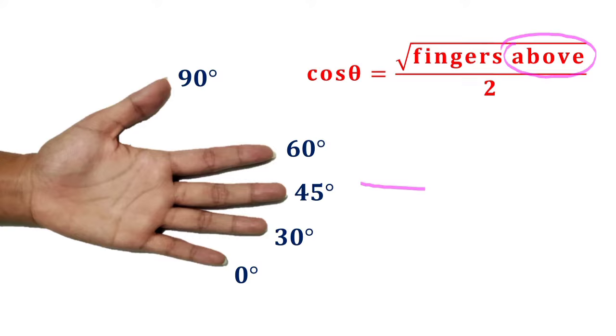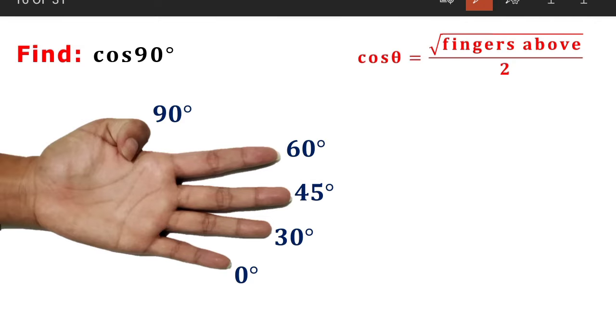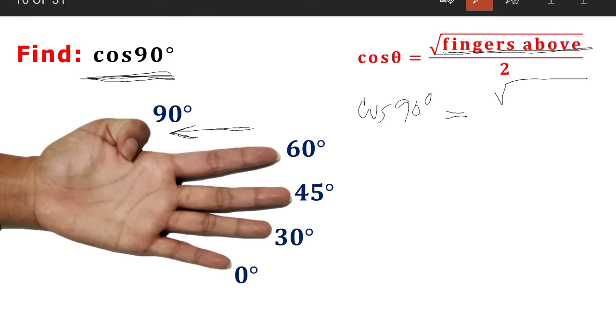So let's say, for example, let's find the ratio of cosine 90 degrees. Again, the representation of your fingers is just the same. You will just change the counting, because in cosine, we will count the fingers above. So we have here cosine 90 degrees equals, we will count the number of fingers above. If you are looking for 90, you will fold your thumb. How many fingers above this thumb? No fingers above 90 degrees, so we will write here 0, all over, copy 2.